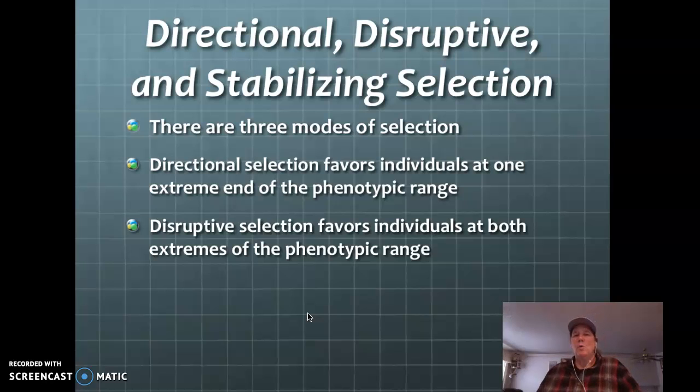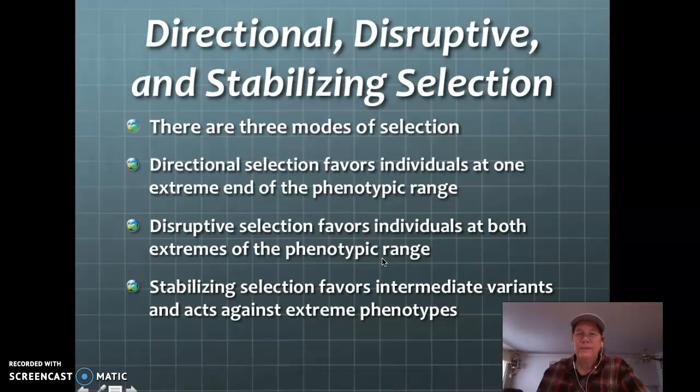Disruptive is at the whole range. Okay, so when we're looking at directional, it's in one direction. It's either at the low end or the high end when you're talking about whatever your phenotype range is. Disruptive affects basically all of them. Okay, and again, these are things that change the population. So we have directional, disruptive, and stabilizing. Stabilizing favors an intermediate.